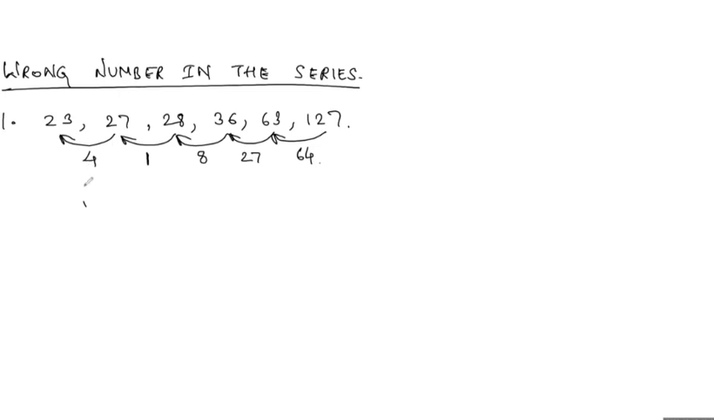You just check. First number is 4. After 4, next number 1, then 8, 27, 64. So from 4 to 1 it is decreasing. Then 1, 8, 27, 64 it is increasing. So looking at this pattern, first of all we can tell that 4 is the wrong number. The pattern is wrong here because it is decreasing and suddenly from here it is increasing again. So we can tell the first number 4 is wrong. But what pattern is this?